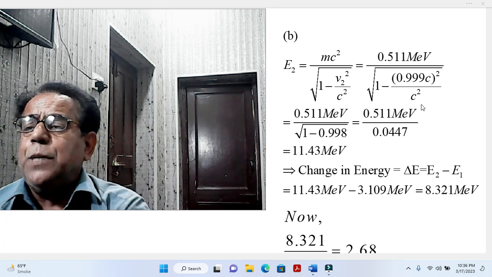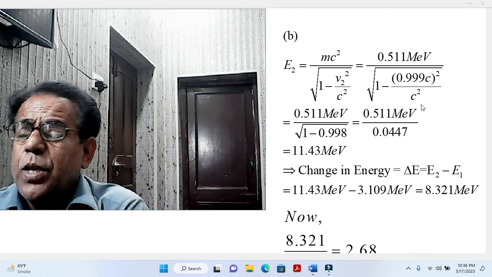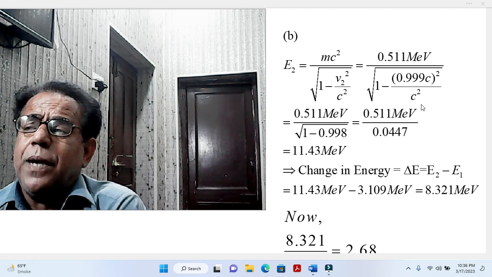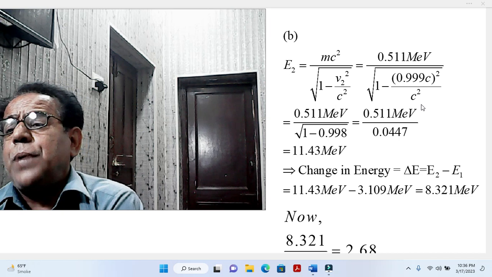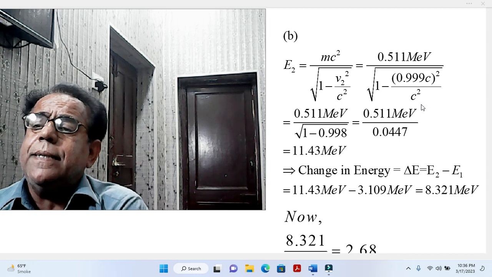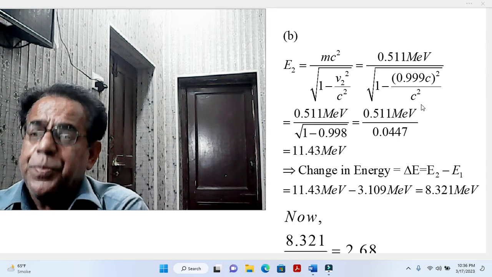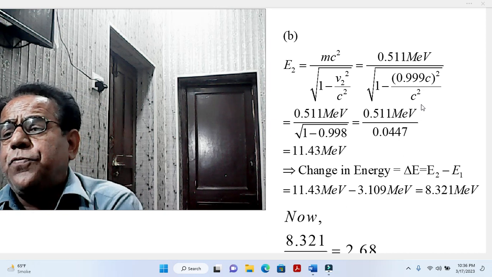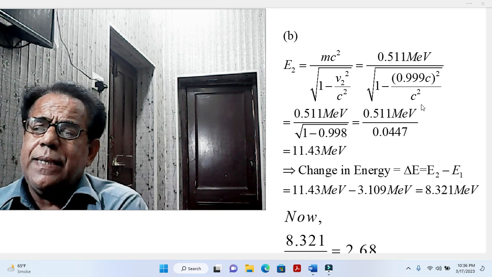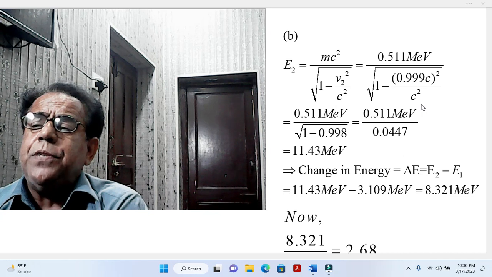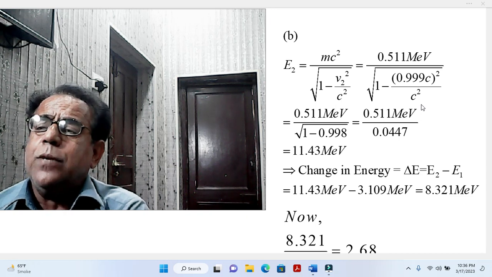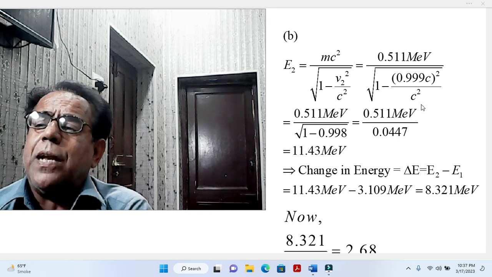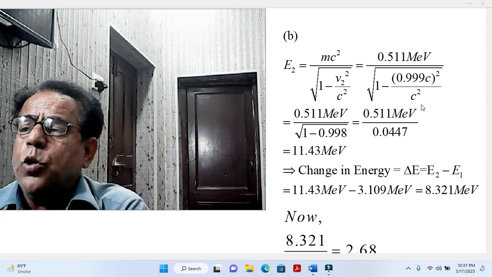That is, out of 1, 999 parts. As in the previous part, c square will cancel out with c square. Moreover, if we multiply 0.999 with another 0.999, then we will get the result 0.998. And when we subtract this value from 1, we will have to take the square root of that value, and the square root of that value becomes equal to 0.0447.